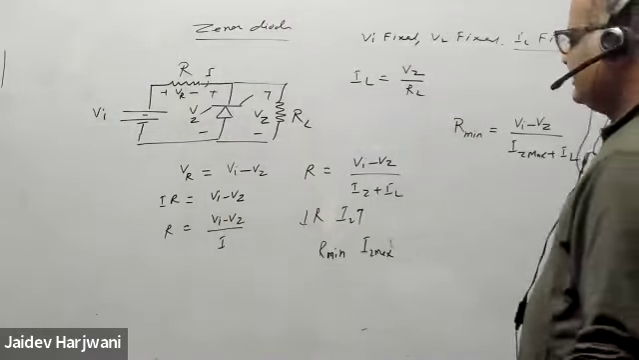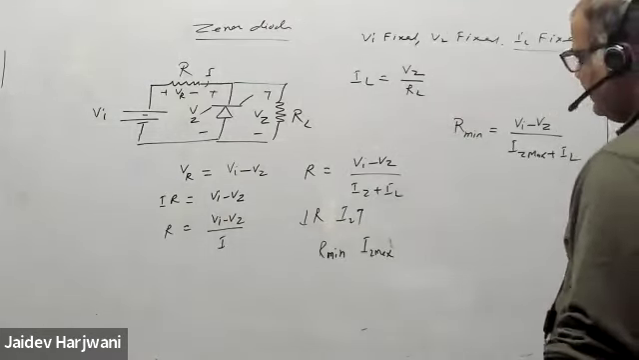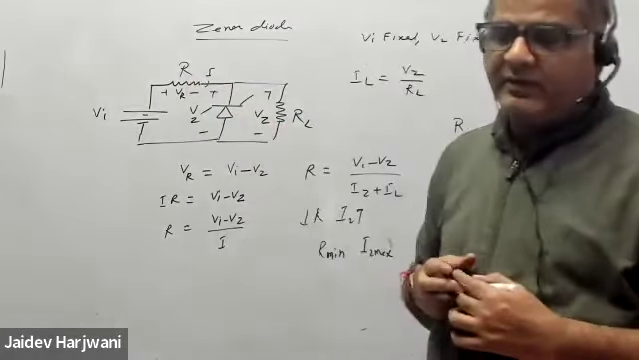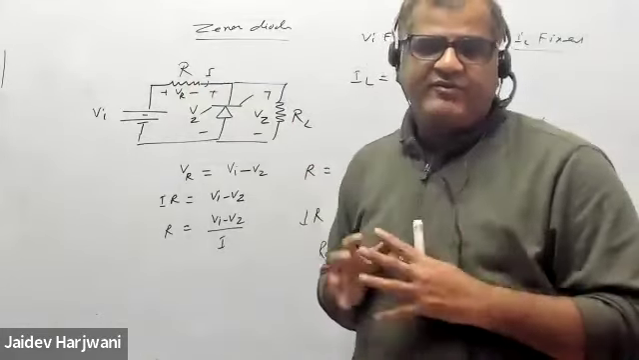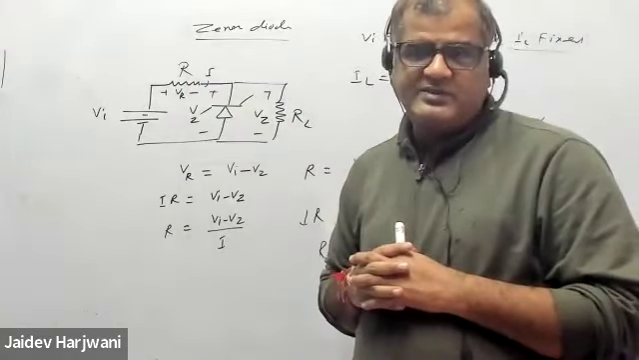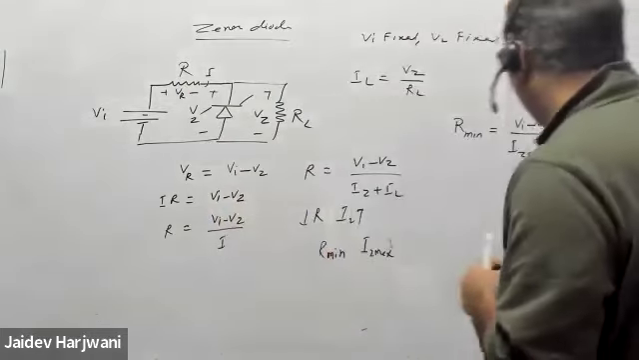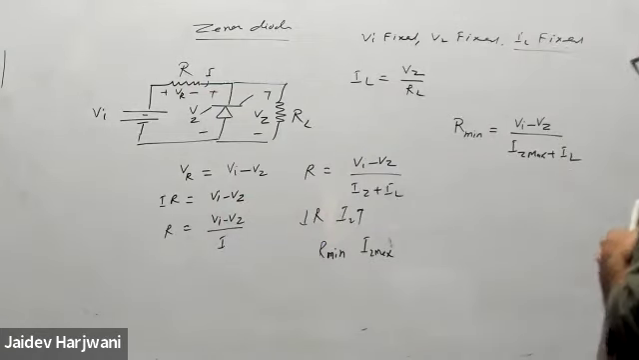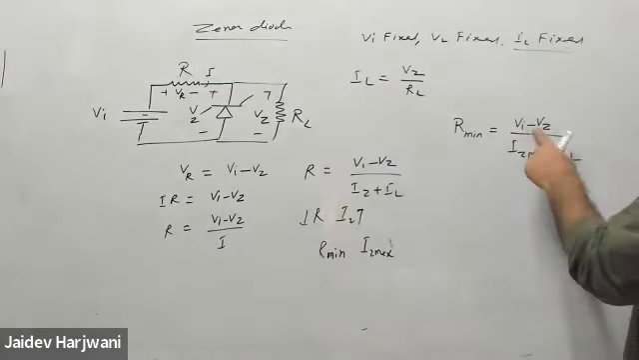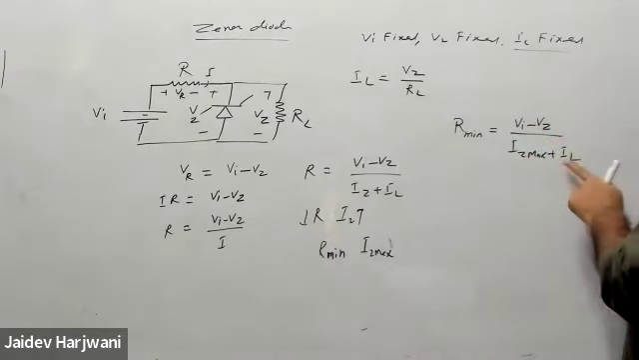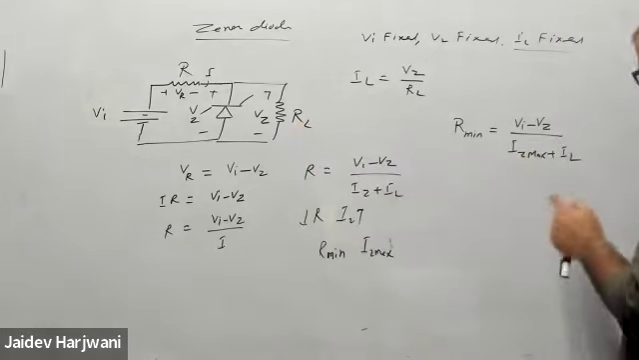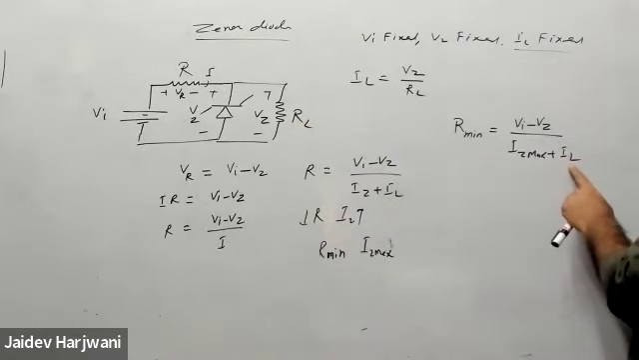Now you have to keep in mind that you have to choose R minimum such that it should be safe. That means it should be independent of IL. Suppose I know VI, VZ, IZ max, and IL also. Now somehow if I reduce this RL, automatically my IL will increase.